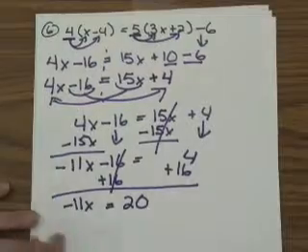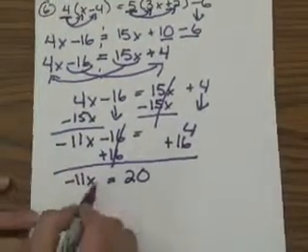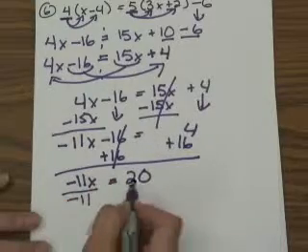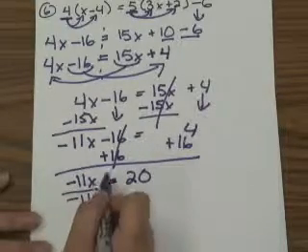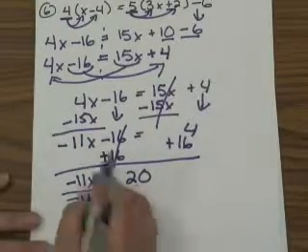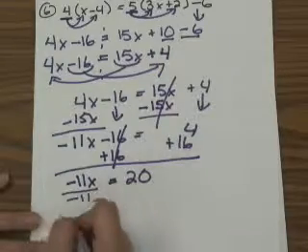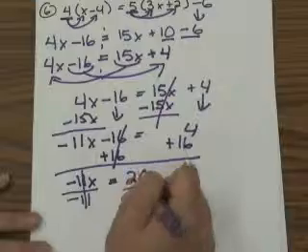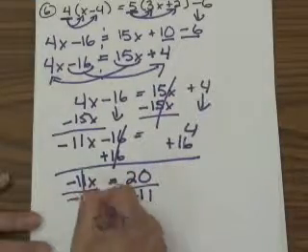The next thing I need to do is get x by itself. The only way to get x by itself is to divide by negative 11, and that's because negative 11 is being multiplied. So in order to undo that operation, I need to do the opposite, which is division, which is going to make that cancel. Now I'm also going to divide by negative 11 on the other side. So x equals negative 20 over 11.